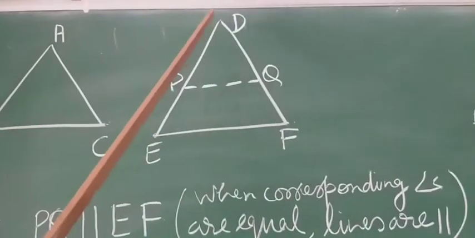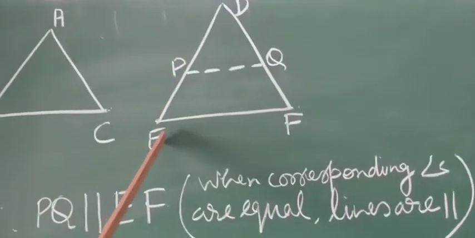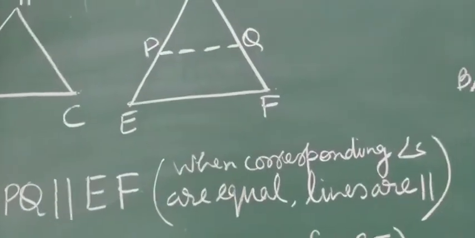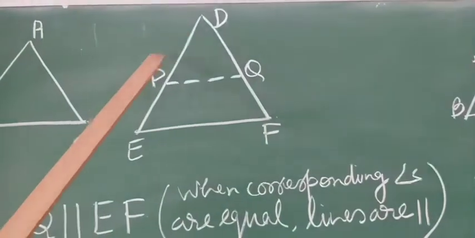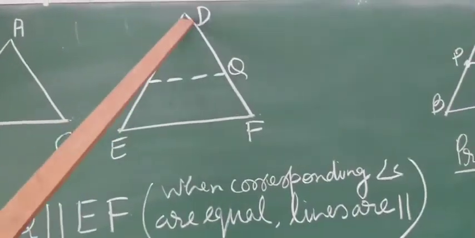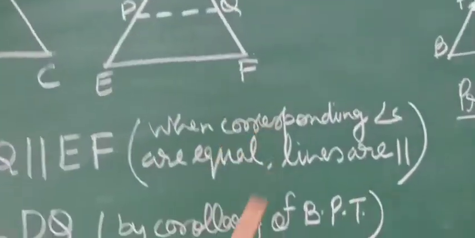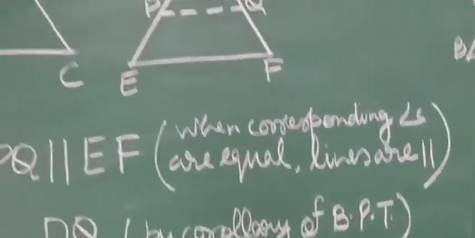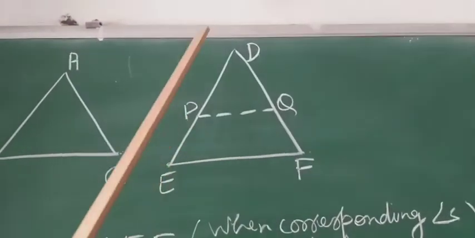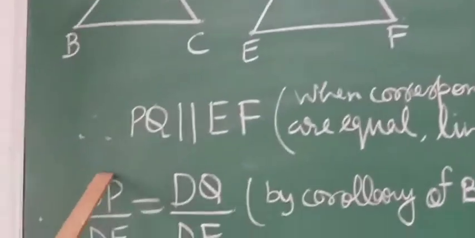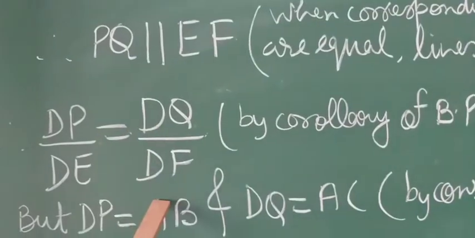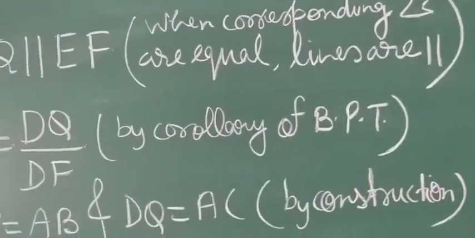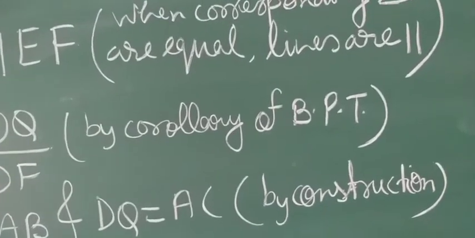Generally in BPT we write DP upon PE, DQ upon QF, but we can write DP upon DE equals DQ upon DF. It is known as the corollary of BPT. In BPT, if we add 1, then we can get this DP upon DE equals DQ upon DF. Okay students, that's why it is known as the corollary of BPT.